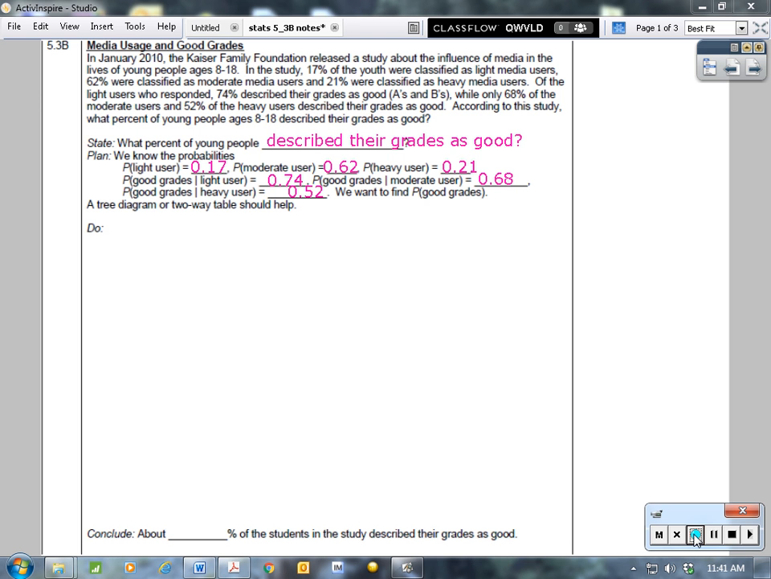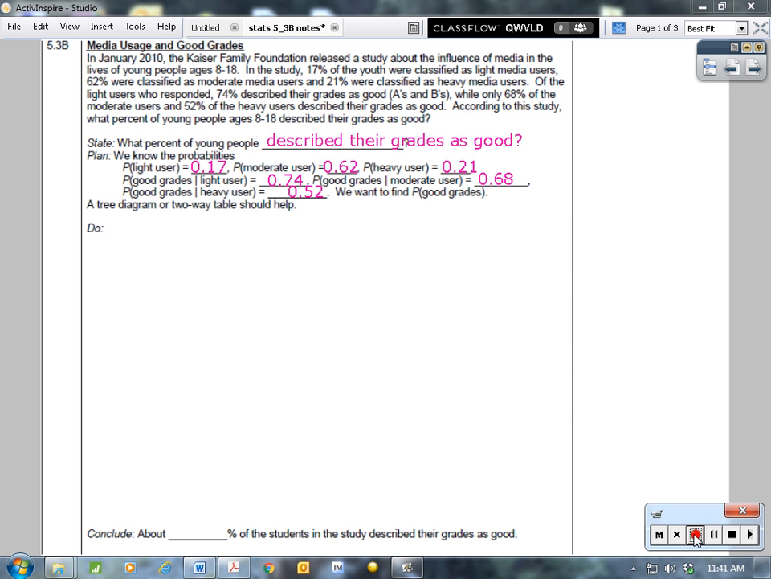So in January 2010, the Kaiser Family Foundation released a study about the influence of media in the lives of young people ages 8 to 18. Now, in the study, they found 17% of youth were classified as light media users, 62% were classified as moderate media users, and 21% were classified as heavy media users.